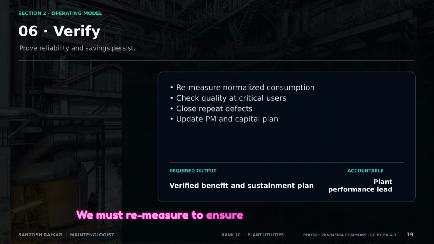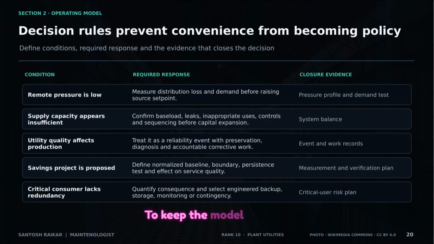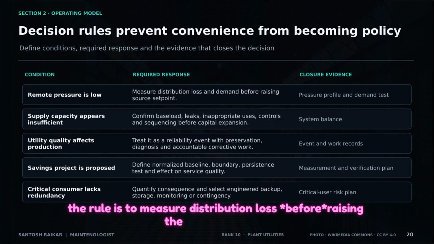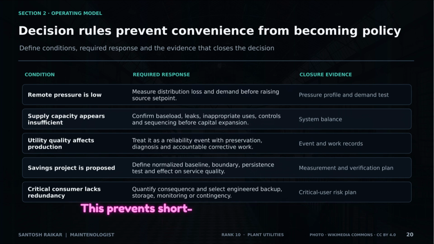We must remeasure to ensure the benefits are real and that quality at the critical users is maintained. This ensures the savings don't just disappear after the project team moves on. To keep the model working, we need decision rules. For example, if remote pressure is low, the rule is to measure distribution loss before raising the source set point. This prevents short-term convenience fixes from becoming permanent, expensive policies.